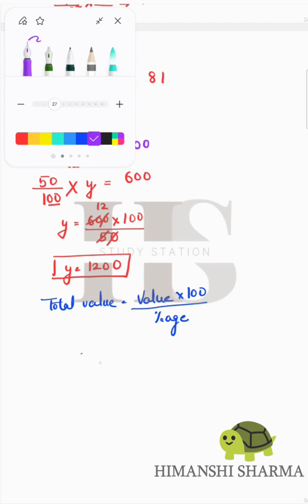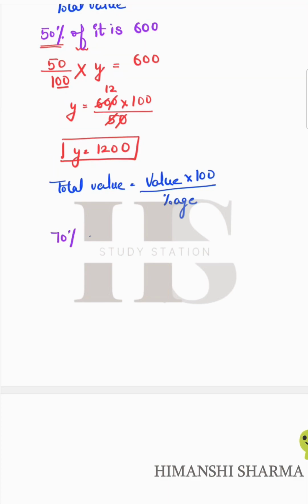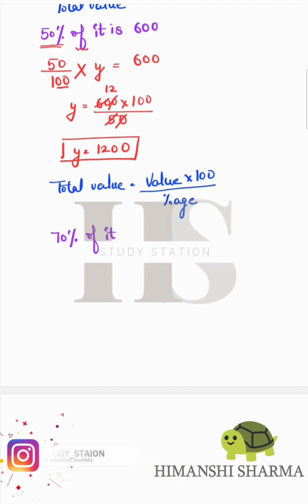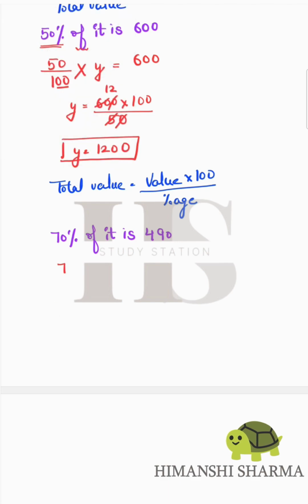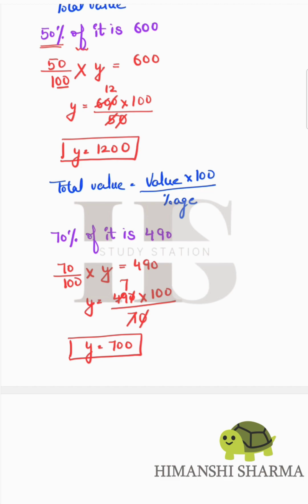I'm going to solve one more question here. Let's say 70% of something, we don't know the number, is equal to 490. 70% means 70 out of 100, "of" means multiply, and I don't know the number, so here again I'm going to take a variable, y, is equal to 490. So I'm going to keep y here only. Since 100 is getting divided, it will get multiplied, and divided by the percentage given. So we solved the percentage, and the value of that particular number is 700. That is, if you find 70% of 700, it would be equal to 490.